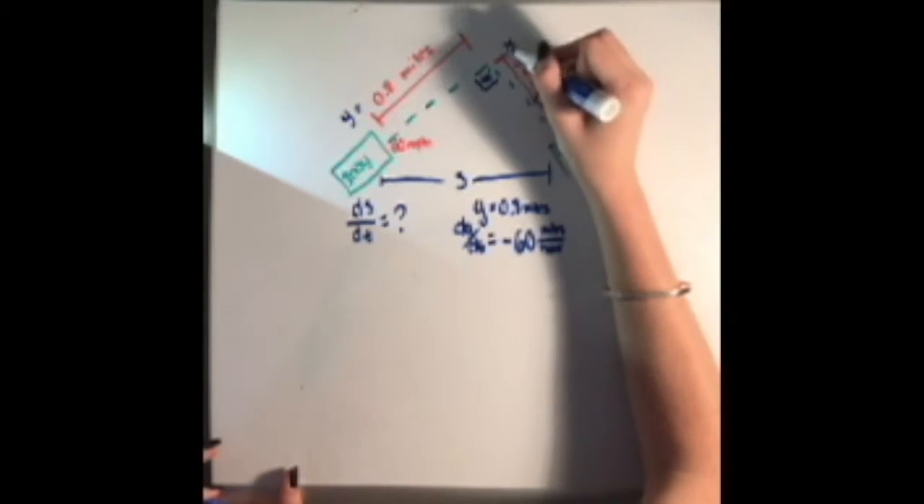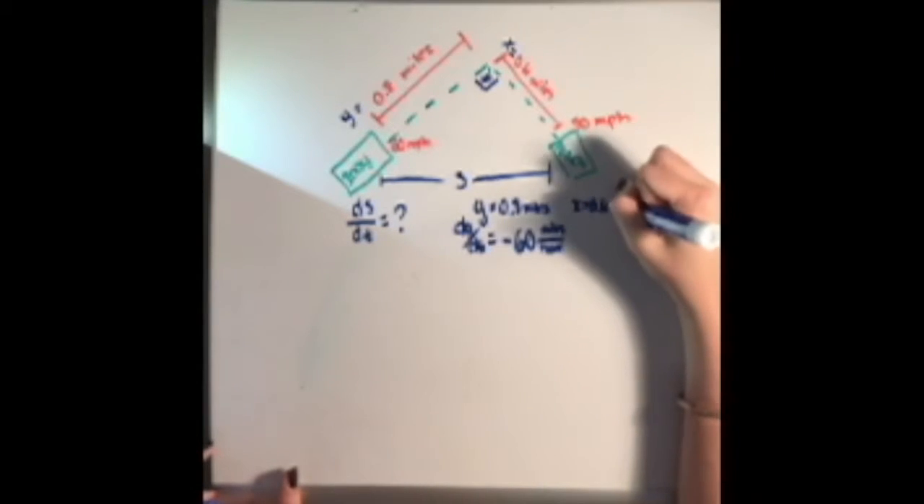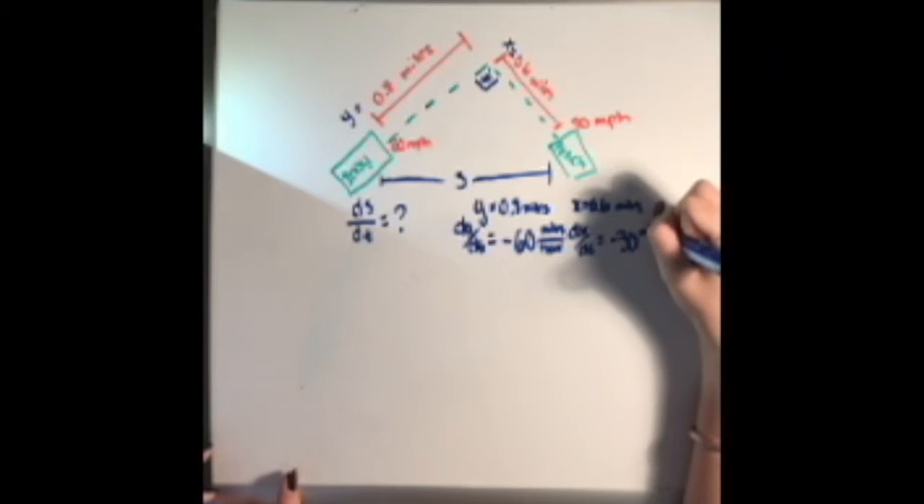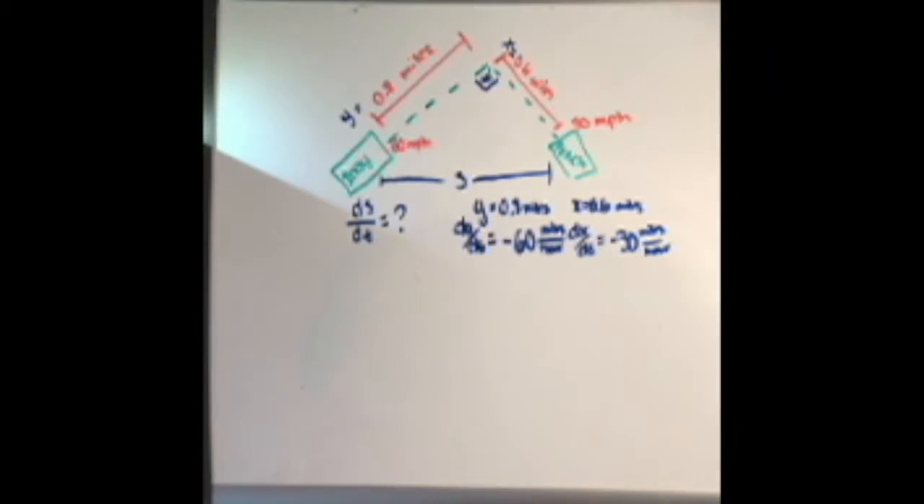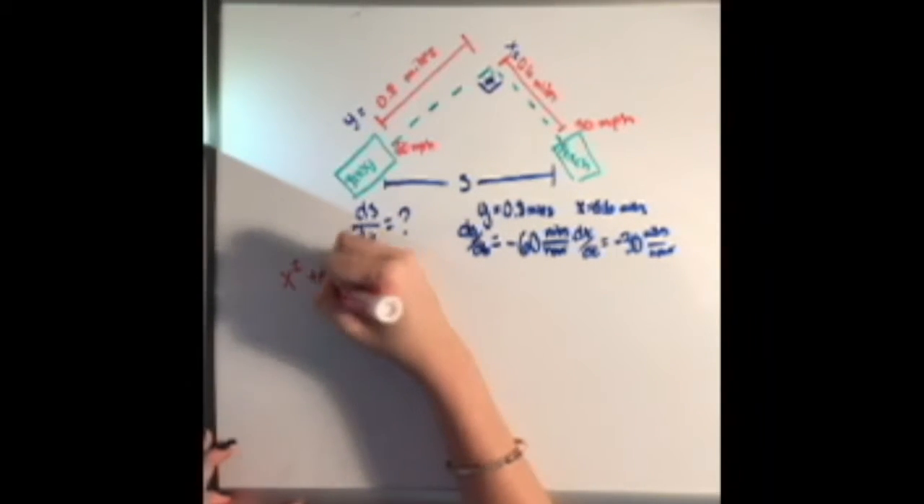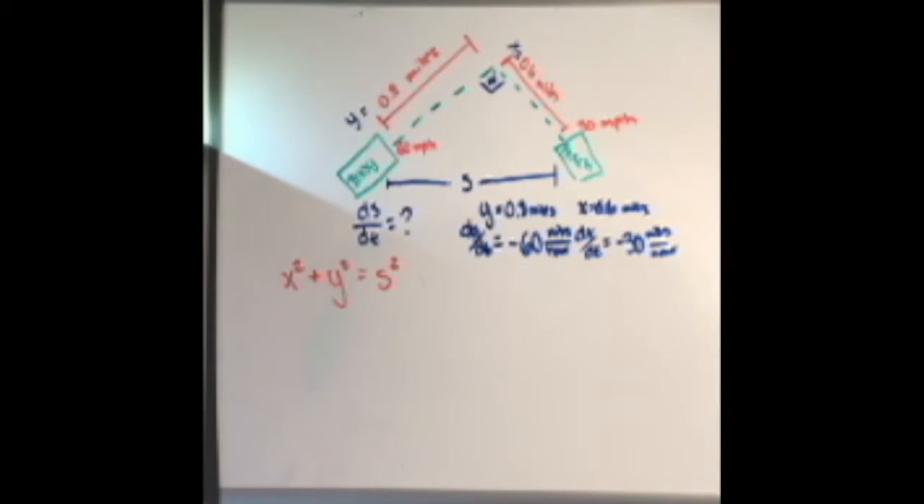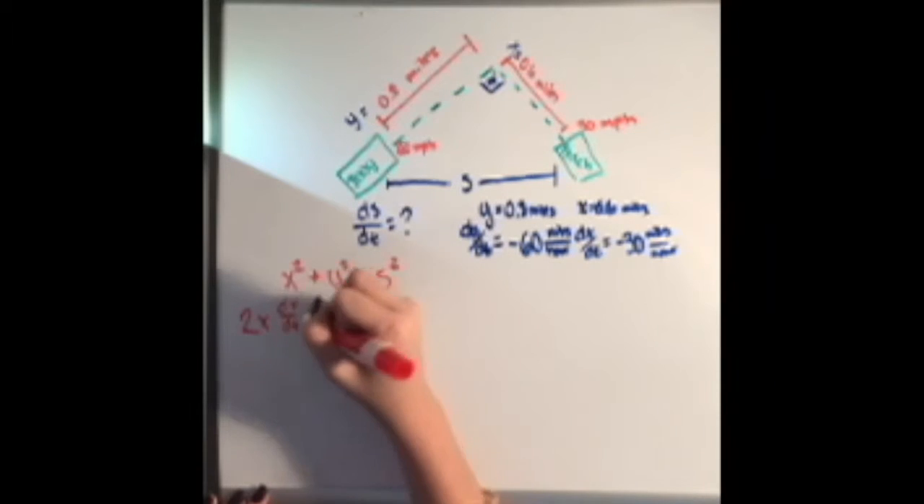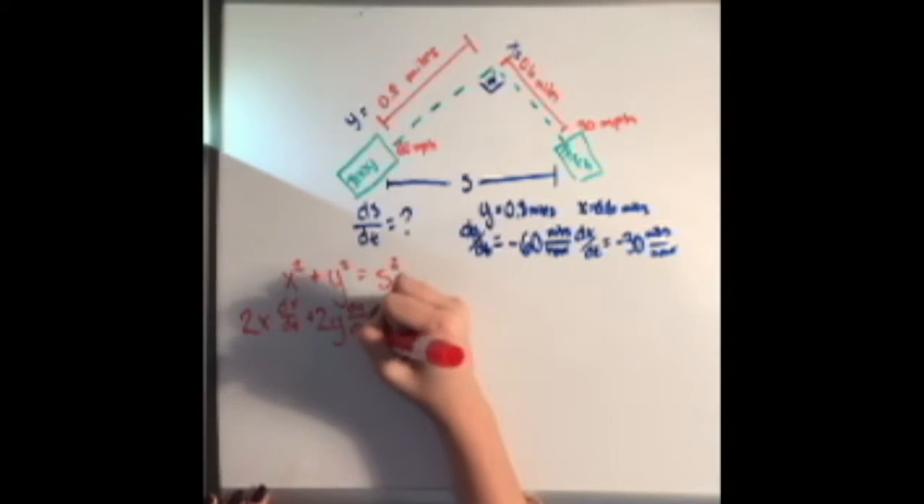Similarly, let 0.6 miles equal x, and Princess Peach's distance is decreasing by 30 miles every hour, so dx/dt equals negative 30 miles an hour. Now let's create a relationship between x, y, and s that we can differentiate with respect to time. Let's use the Pythagorean theorem. x squared plus y squared equals s squared. We can then take the derivative of both sides with respect to time to get a relationship. When you differentiate everything, you will notice that it uses the chain rule.